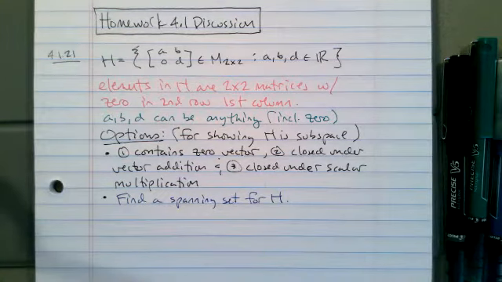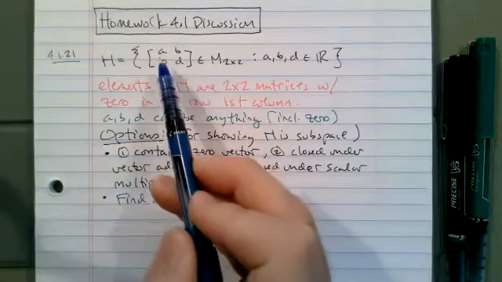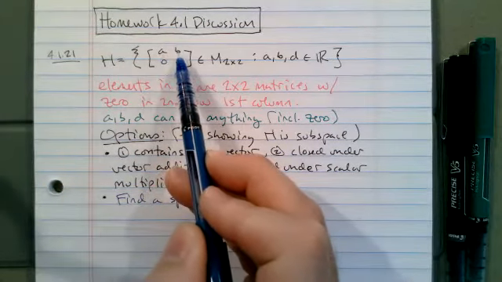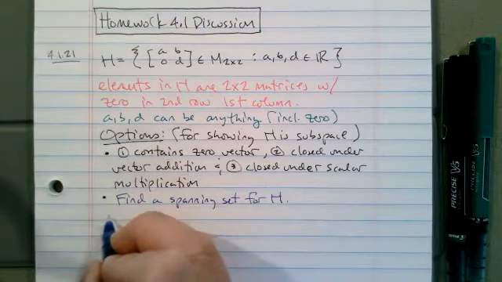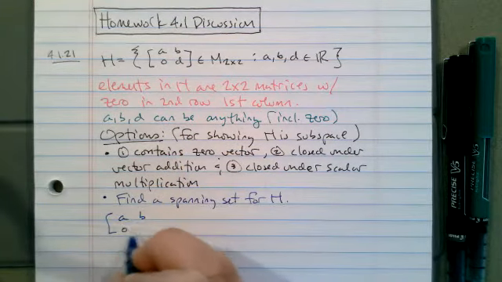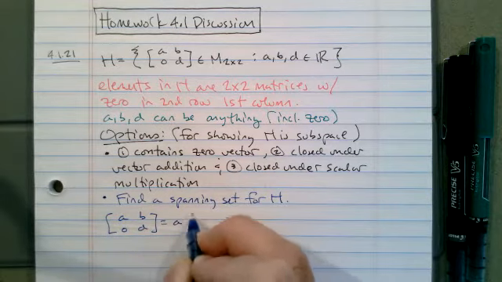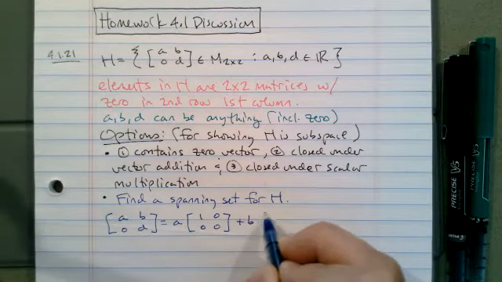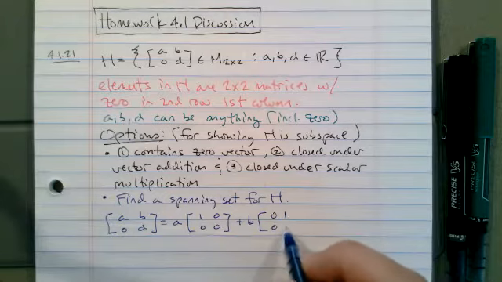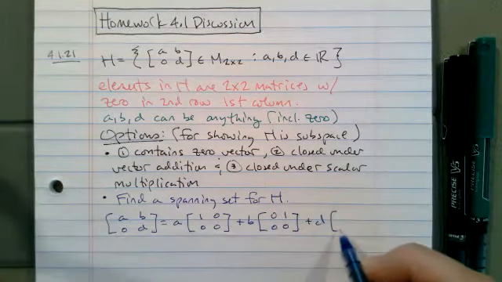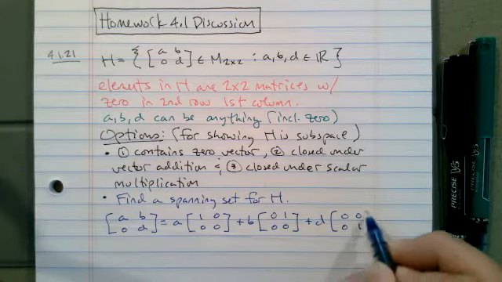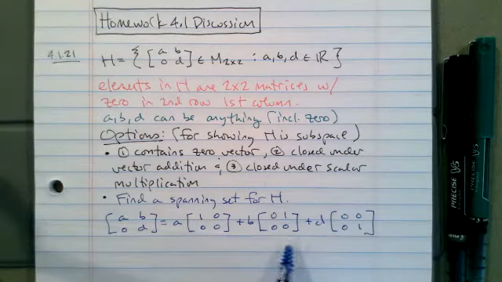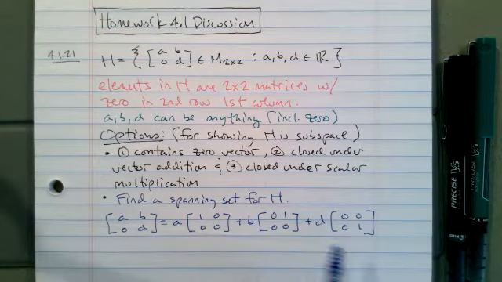So all we need for a spanning set is something that we can have for the A here, a B here, and a D here. So if I look at this matrix, A, B, 0, D, I can say it's A times this matrix, 1, 0, 0, 0, plus B times this matrix, 0, 1, 0, 0, plus D times the matrix 0, 0, 0, 1. And so these three matrices form a spanning set for H. Every element of H can always be written as a unique linear combination of these three matrices.